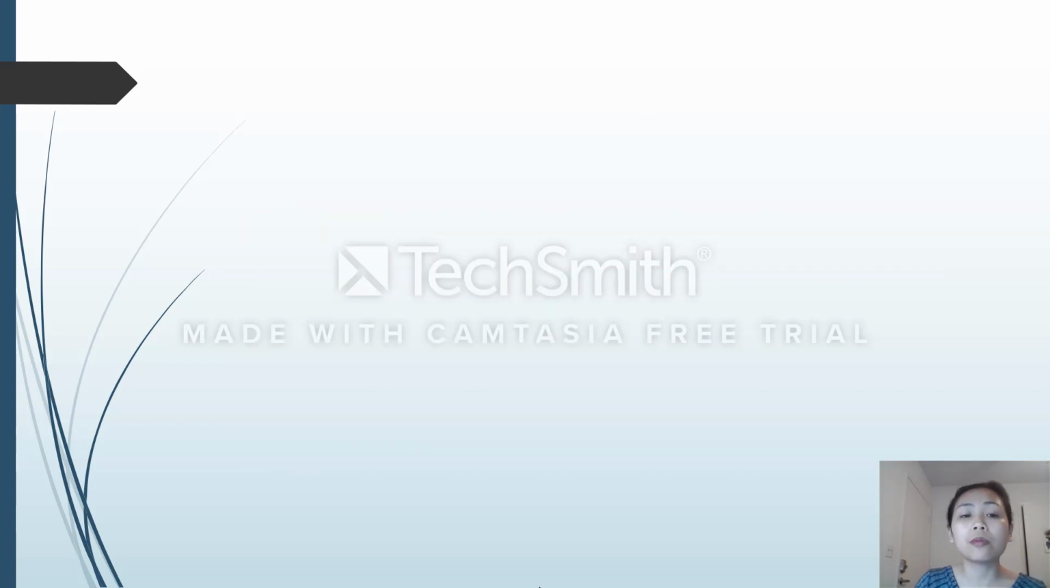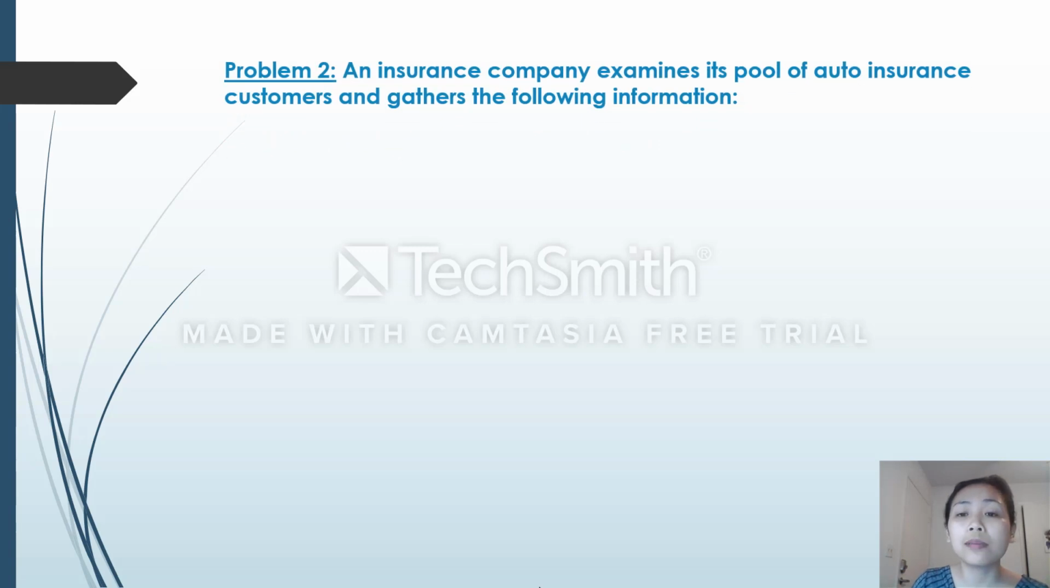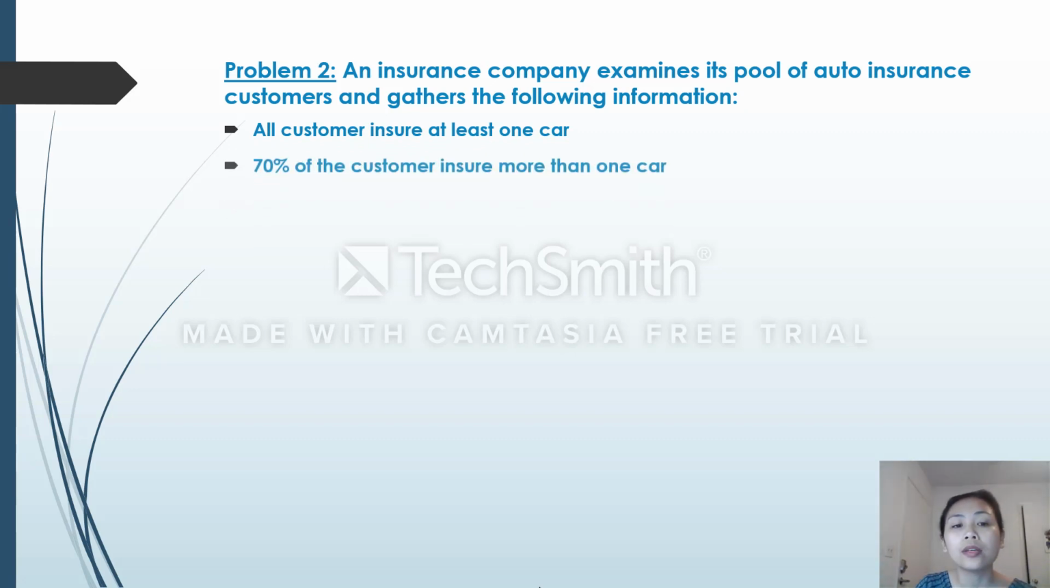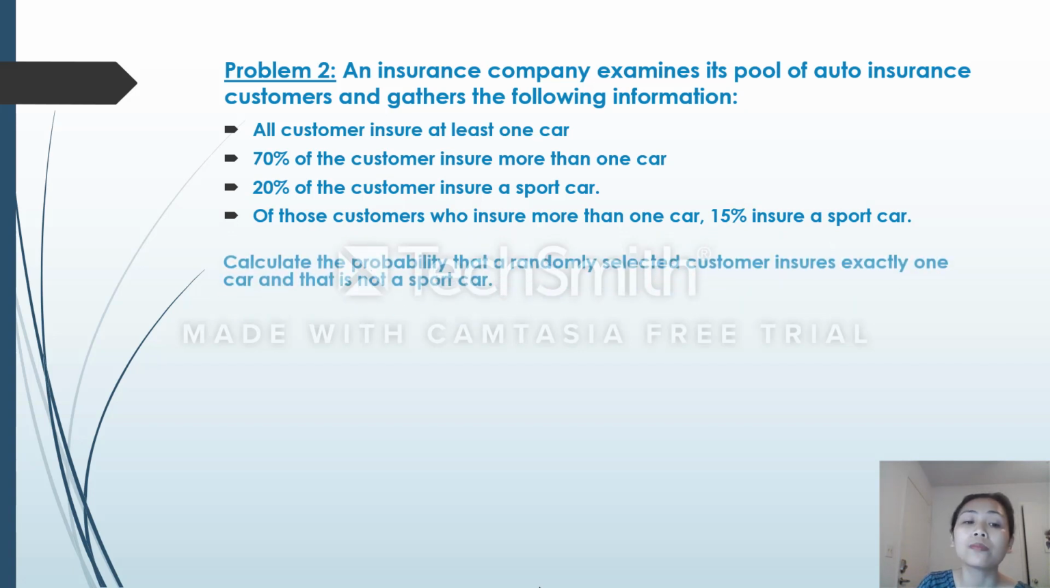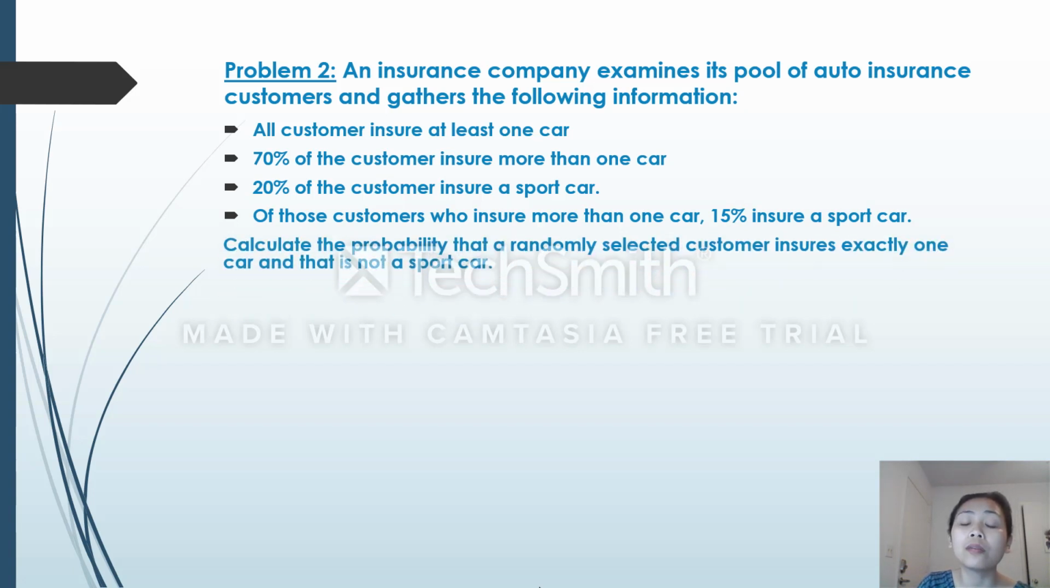Now we go to the second problem. An insurance company examines its pool of auto insurance customers and gathers the following information. First, all customers insure at least one car. Second, 70% of customers insure more than one car. Third, 20% of customers insure a sport car. Fourth, of those customers who insure more than one car, 15% insure a sport car. Calculate the probability that a randomly selected customer insures exactly one car and that it is not a sport car.